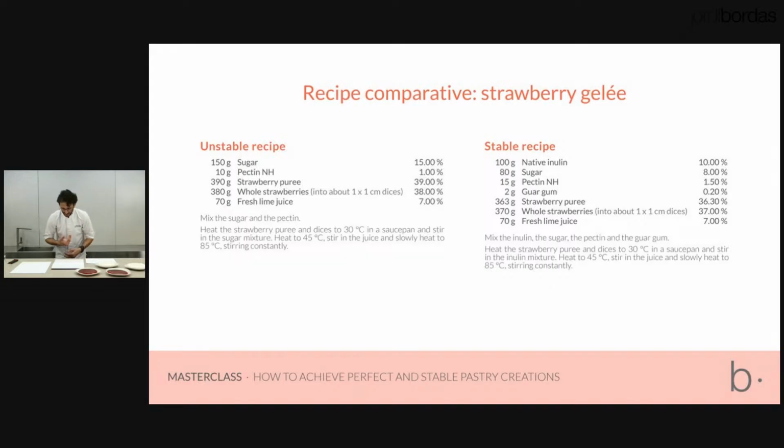Then we changed the quantity of pectin. In the first recipe, we have 1% of pectin. We introduced 1.5% of pectin in the second recipe.